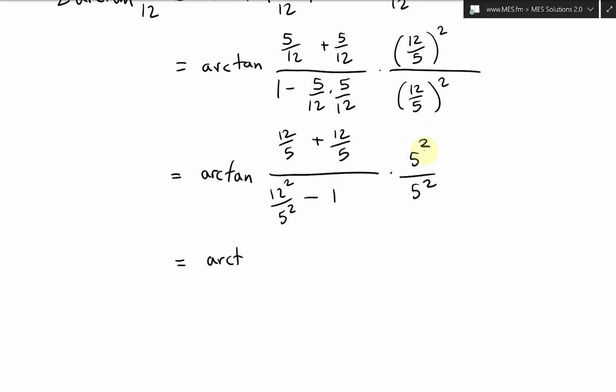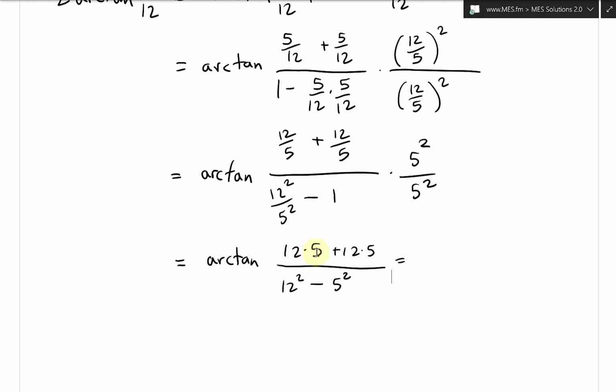So arctan of 12 times 5 plus 12 times 5, like that, and then divide this out. This becomes 12 squared, and this 5 cancels, 5 squared cancels, and this minus 5 squared. And now simplify this one further.